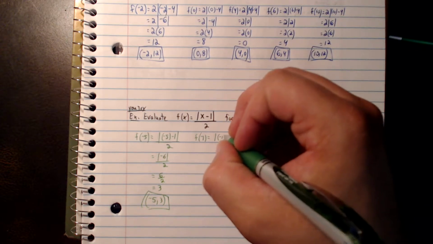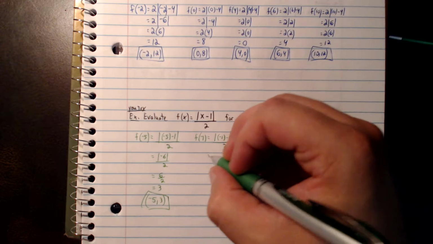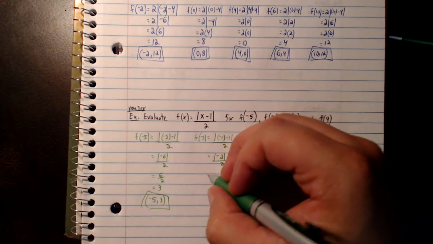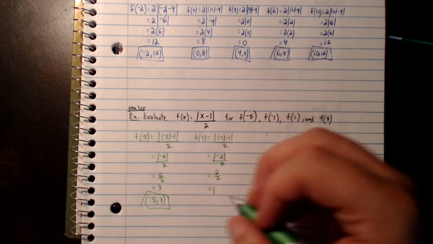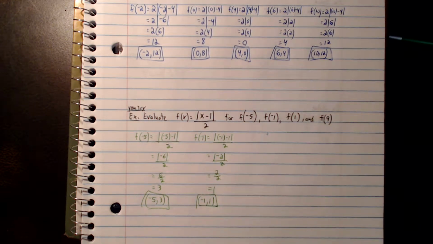If we do -1, -1 minus -1 is -2. Absolute value of -2 is +2. +2 over 2 is 1. So if we plug in -1, we should get +1 out.